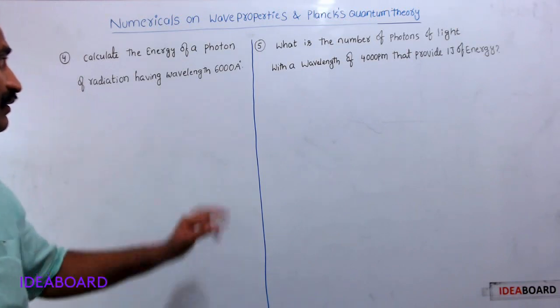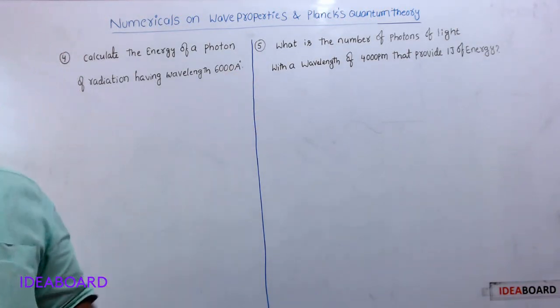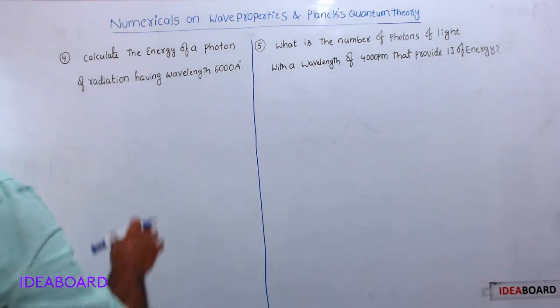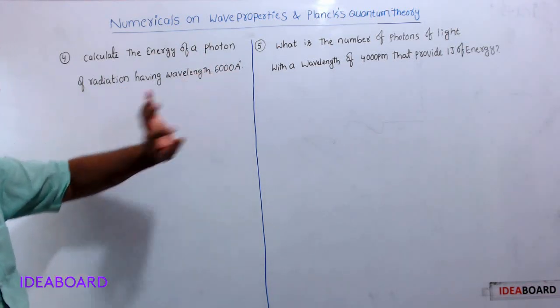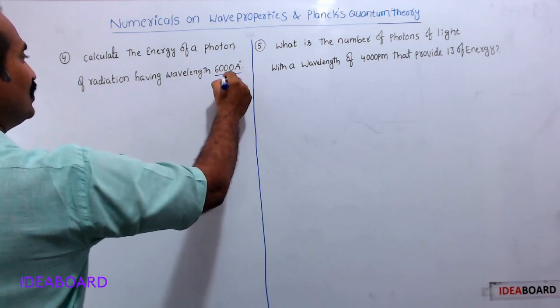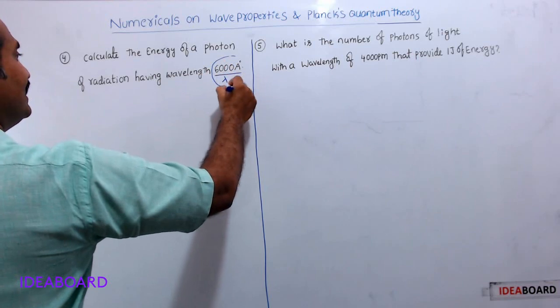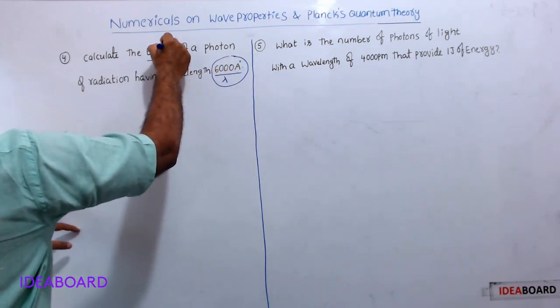Now come to our next problem, the fourth one. Calculate the energy of a photon of radiation having wavelength 6000 angstroms. Here the wavelength of a photon, lambda, is given, and we are asked about the energy, denoted by E.